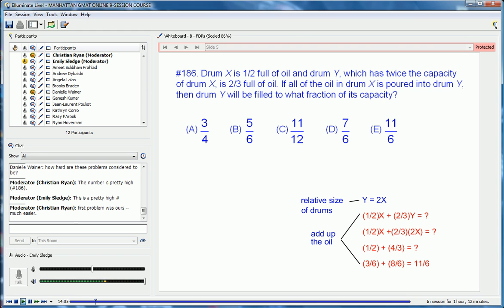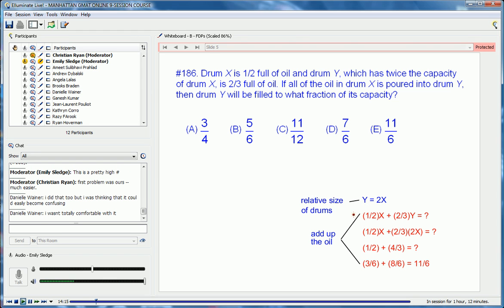And here's another algebra solution. Here's an equation basically to keep track of the relative size of those drums. And Danielle, you're saying, I'm not totally comfortable. Well, check out my math. Tell me what you think about it, everyone. Here's where I'm adding up the oil. Half full in X, 2/3 full in Y. And you've got to account for the fact that they have different sizes. So I did that with substitution.